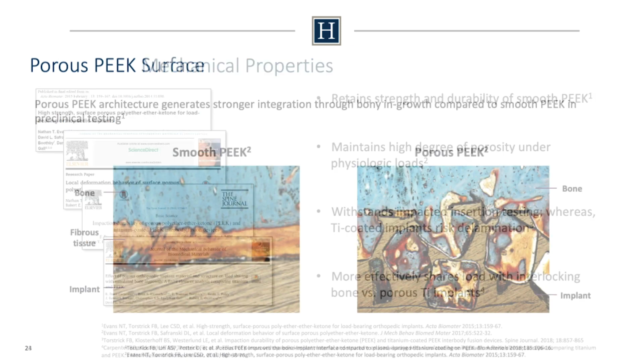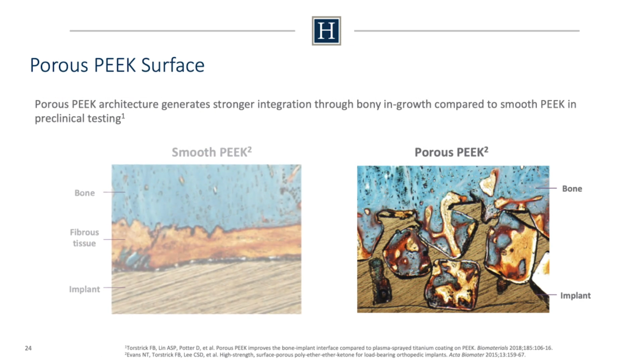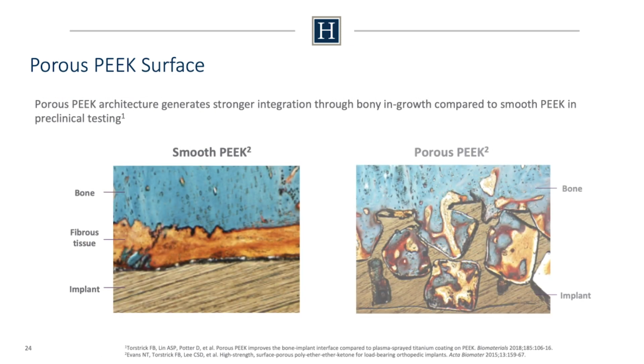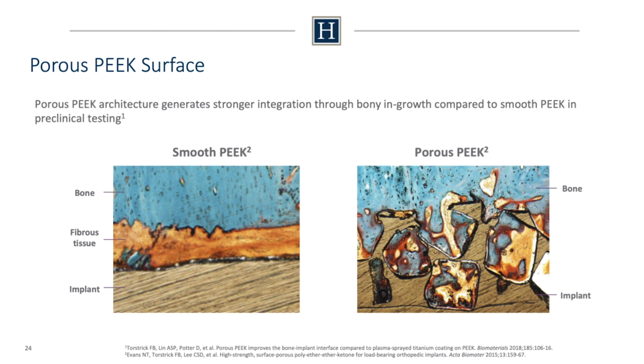At the heart of this technology is the ability to solve the problem of PEEK integrating with bone. Recall that smooth PEEK, as demonstrated in many preclinical studies, tends to create a fibrous capsule surrounding the implant. You can see this in the histological image on the left. To the right, you can see bone interlocking with the porous PEEK, creating a bond between the implant and host bone in this preclinical study.